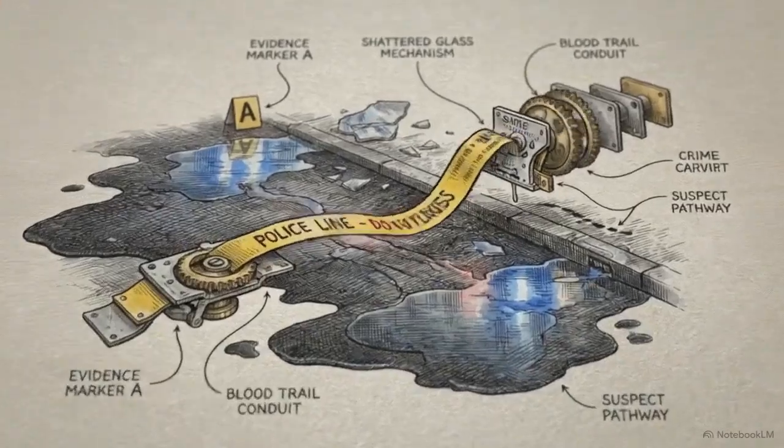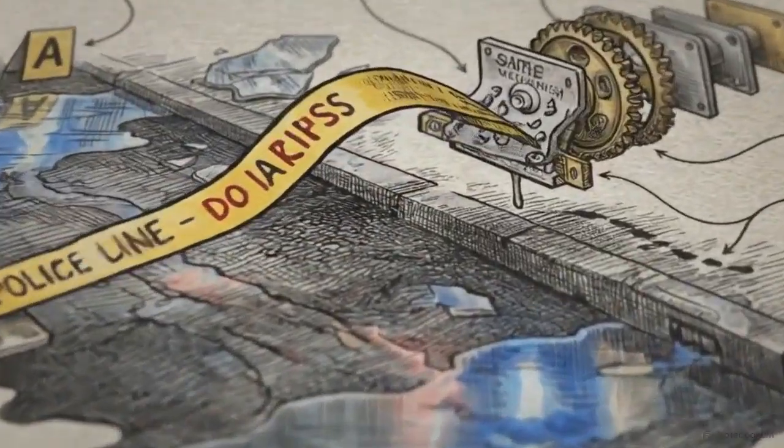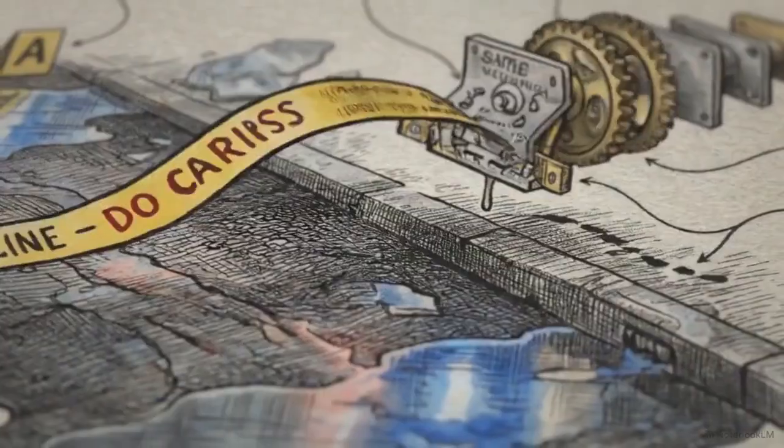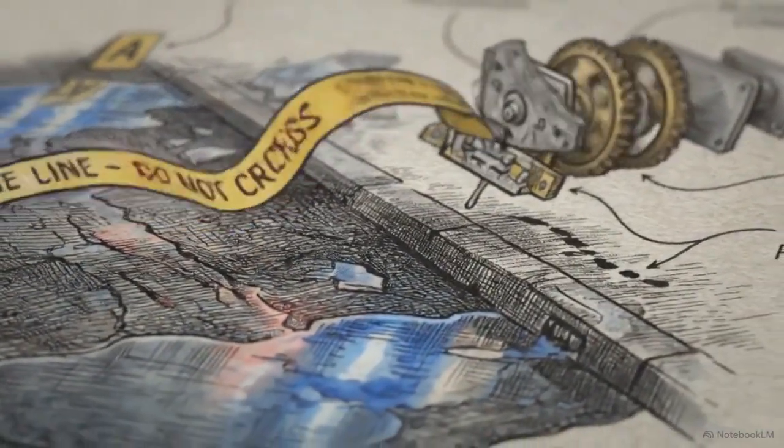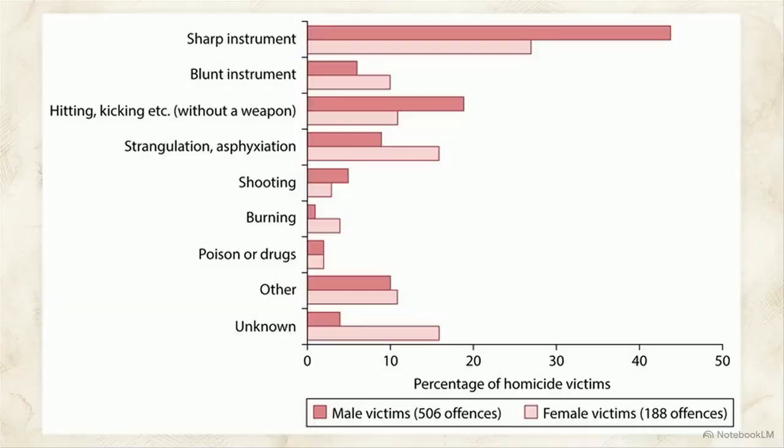When we picture a murder investigation, we usually imagine something visceral, a crime scene tape, flashing lights, a weapon left in an alley. This chart shows the apparent methods of killing for recorded homicides in England and Wales. Notice the massive spike at the top, sharp instruments. That is the gritty, everyday reality of most unlawful killings.